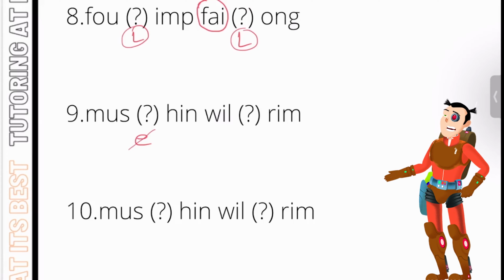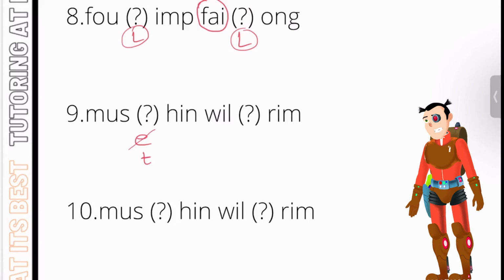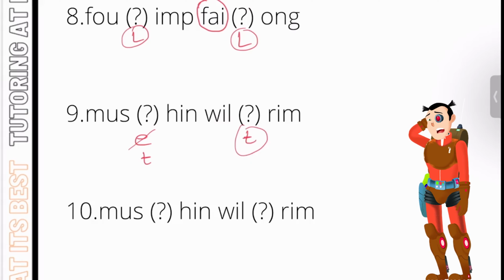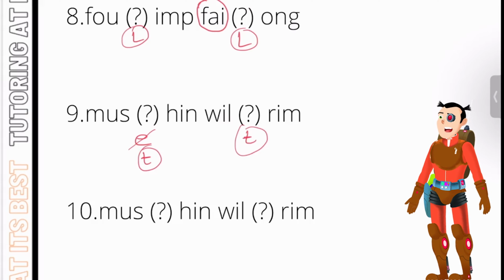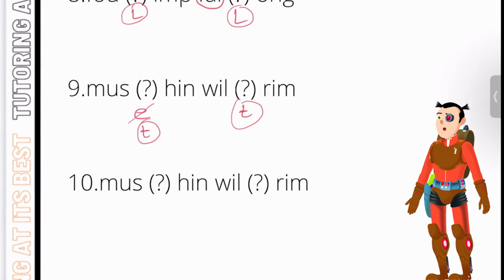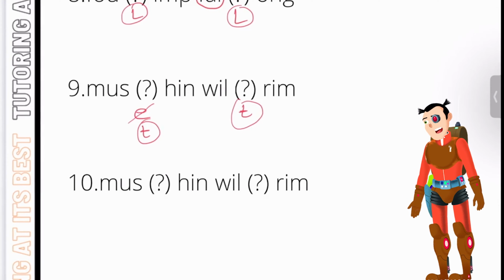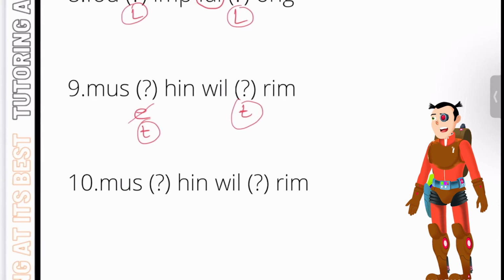Let's go with the letter T next for must. And we have thin, wilt, and trim. That works really well, and we can give that as an answer. And then for the final one, question 10 here. Again, we have the same beginning as number 9, M-U-S.